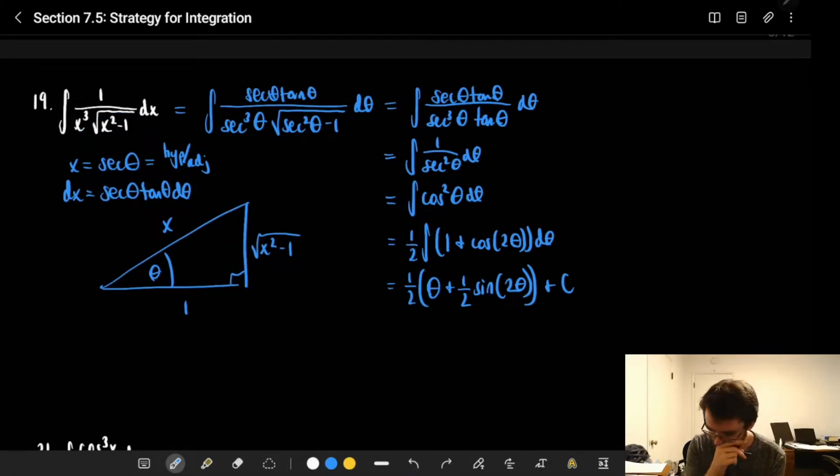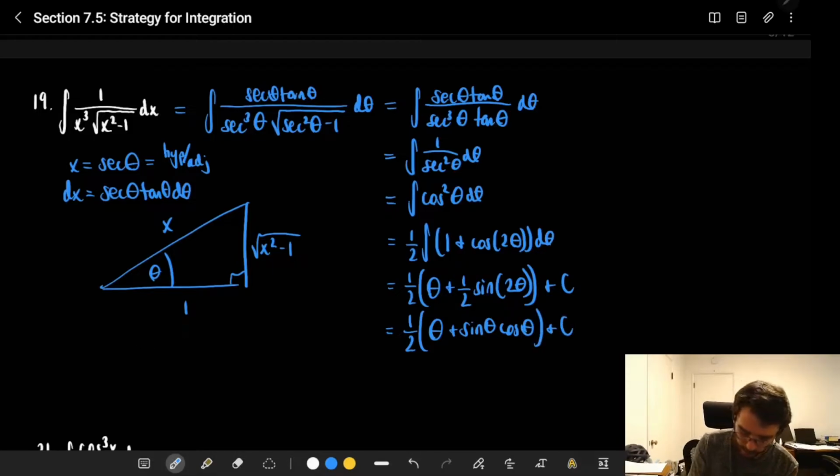And all I need is sine of 2 theta. Let's actually do another trig identity, because I don't want to deal with sine of 2 theta. I'd prefer to deal with sine of 2 theta is 2 sine theta cosine theta. The 1/2 will cancel the 2, so it's just sine theta cosine theta. And we can read off the triangle now. Sine is opposite over hypotenuse. Cosine is adjacent over hypotenuse.